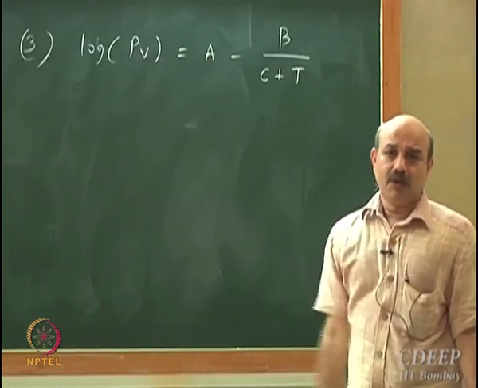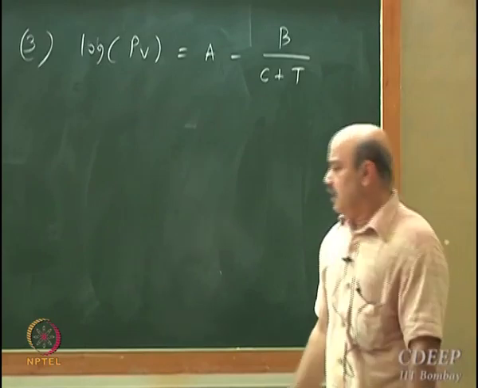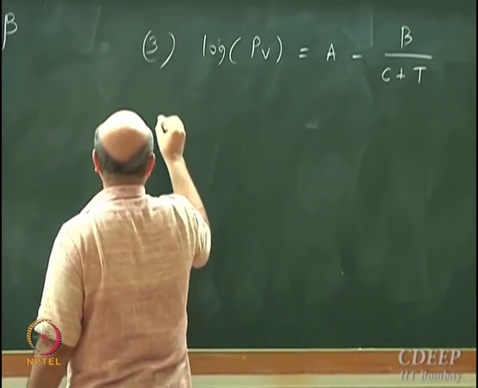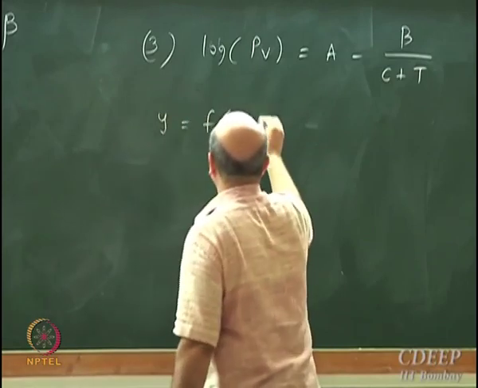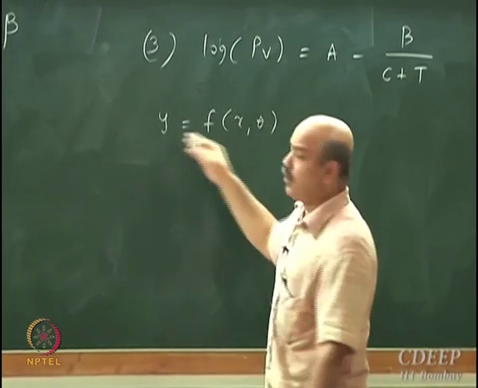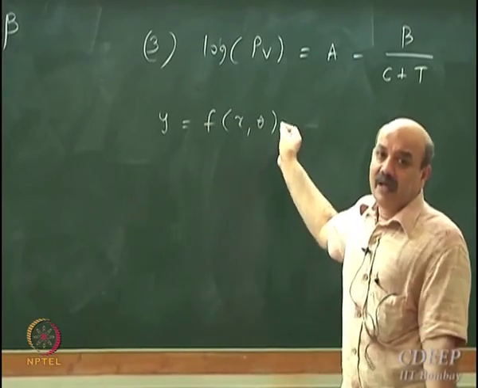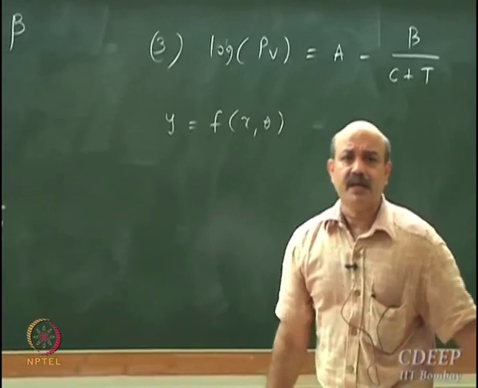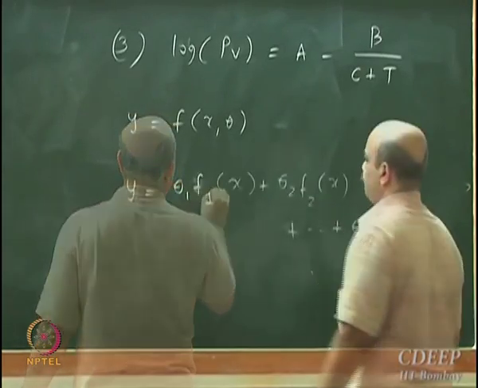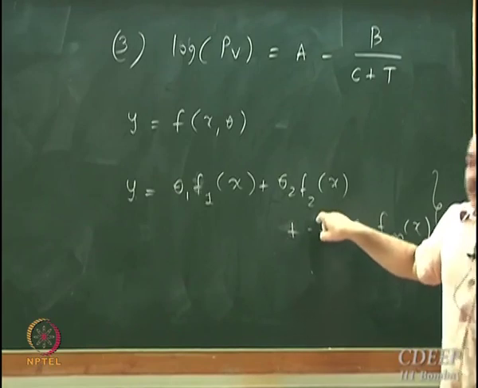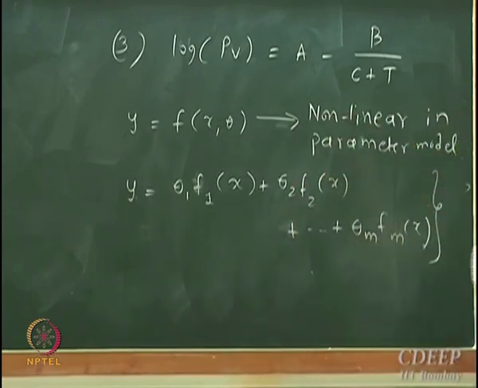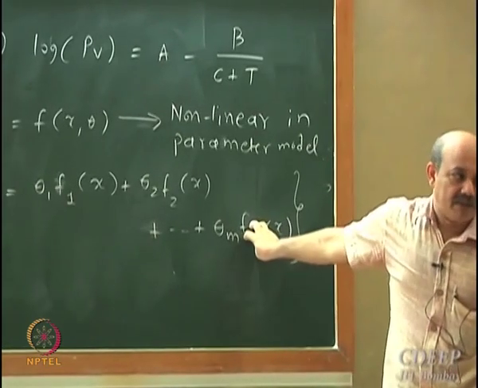So in all these models, you have a problem. I would classify the models into two classes. One is, I have this model y is equal to f of x, theta. If theta is appearing in a nonlinear way in the model, this is the only way I can write it. If theta, by some transformation or something, is appearing in a linear way, then you will get y is equal to theta 1 and so on. Okay, this is a linear in parameter model, and the other is a general nonlinear in parameter model.